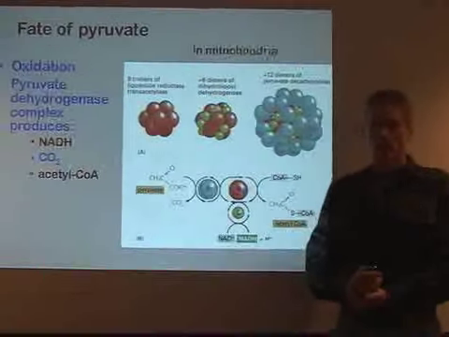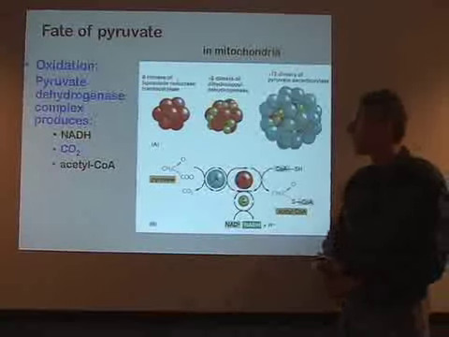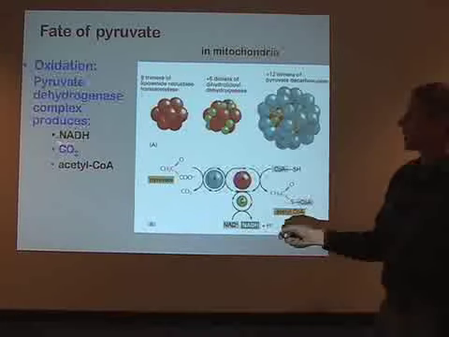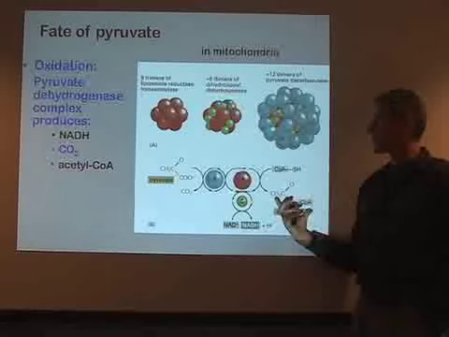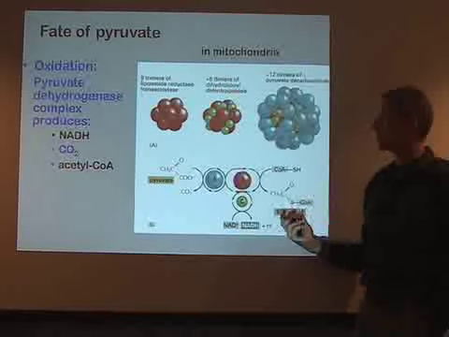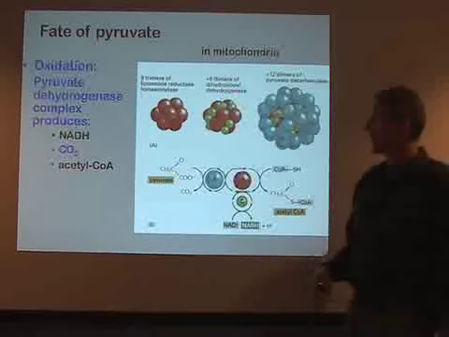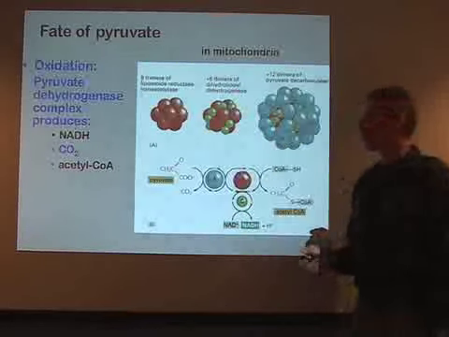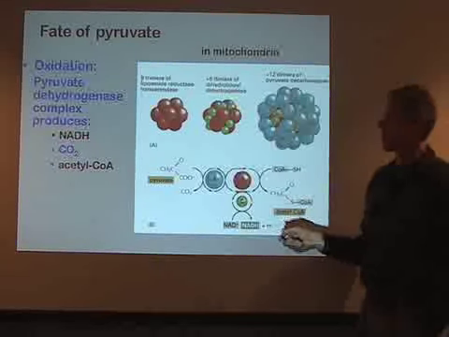Pyruvate is oxidized to acetyl-CoA. It releases 1 carbon. So you go from a 3-carbon unit to a 2-carbon unit attached to acetyl-CoA. These 2-carbon unit building blocks will be used for a series of reactions later. So 1 carbon is lost in carbon dioxide, and that's exhaled in people. You also gain a high energy electron carrier NADH.